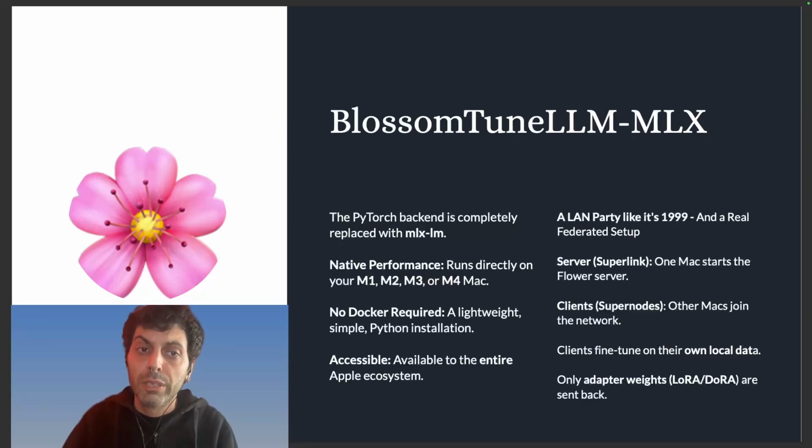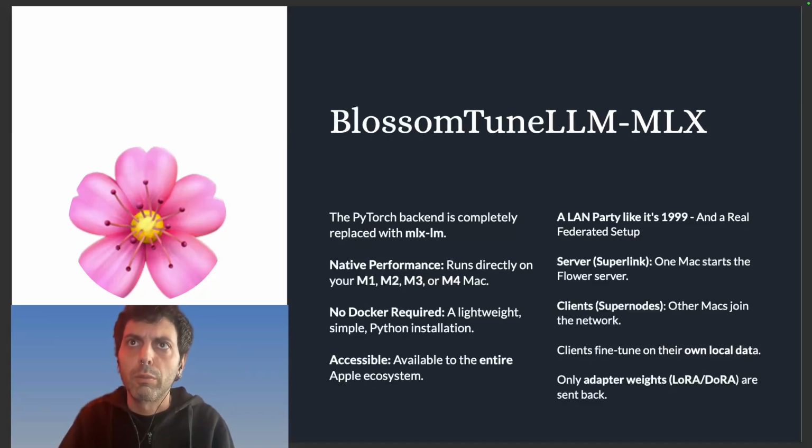In each round, the server sends the global adapter weights to the clients. And each client, each Mac, fine-tunes on its own local data partition and sends only the updated adapter weights back to the SuperLink. And that's basically, in short, how the Flower framework works, and how BlossomTuneLLM leverages MLX-LM and the Flower framework for performing federated learning on device.